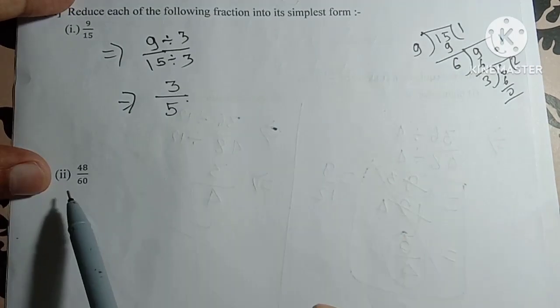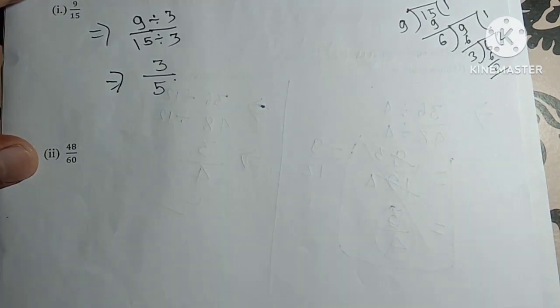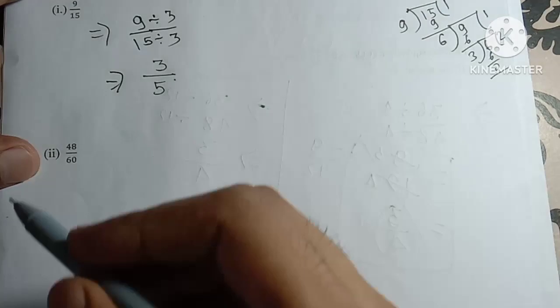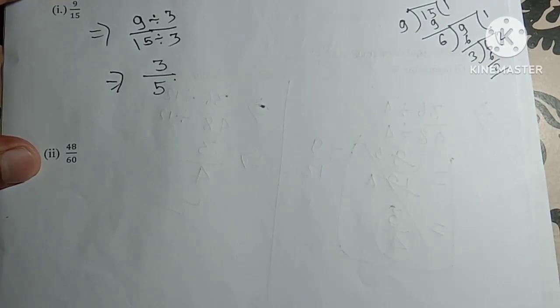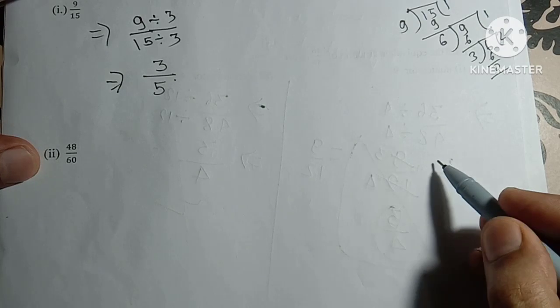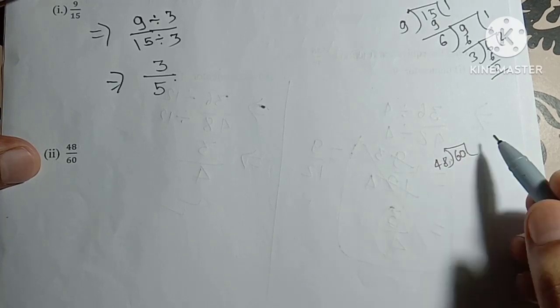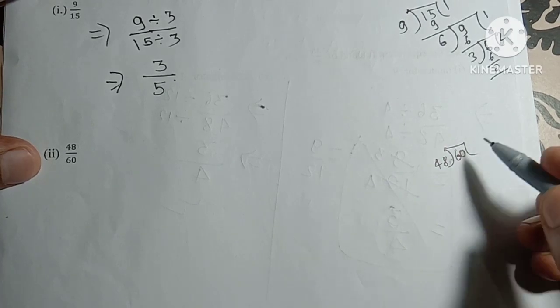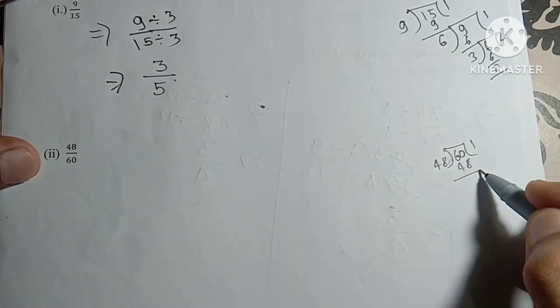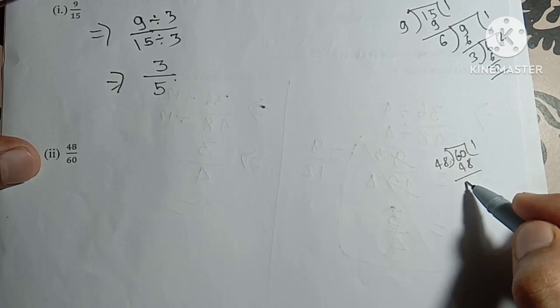Moving forward, you will get the second question. The second question is saying 48 upon 60. In order to find the number by which we need to divide the numerator and denominator, first we will take the HCF of both the numbers by the same division method. On dividing 60 by 48, 1 times 48 is 48, and the remainder will be 12.